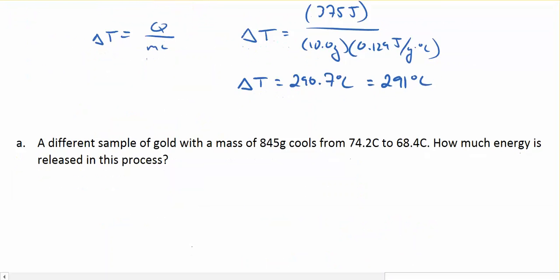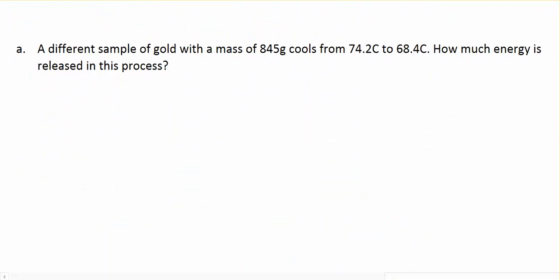The second problem, copied below, reads, a different sample of gold with a mass of 845 grams cools from 74.2 Celsius to 68.4 Celsius. How much energy is released in this process? Again, I want to use my specific heat equation, Q equals mc delta T. Here I'm concerned about how much energy is released, so I know that I'll keep Q by itself. I want to plug in some values here for my other variables.